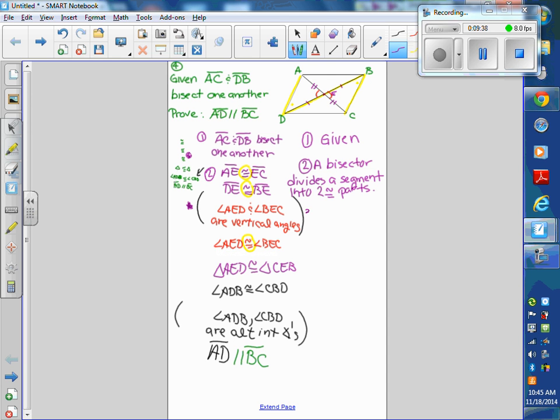And then this right here is given from the diagram. So you can write diagram. And then this here, we know our conjecture says vertical, so write it out. Vertical angles are congruent. If you just write vertical angles, you're going to lose the point. Tell me what about the vertical angles?